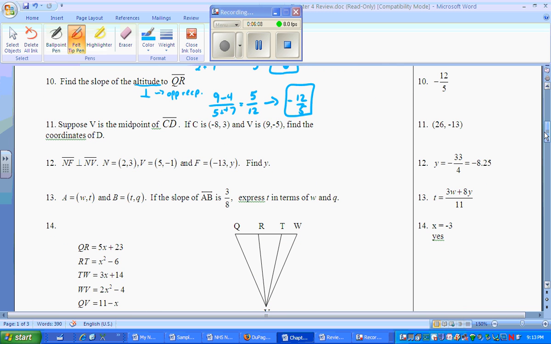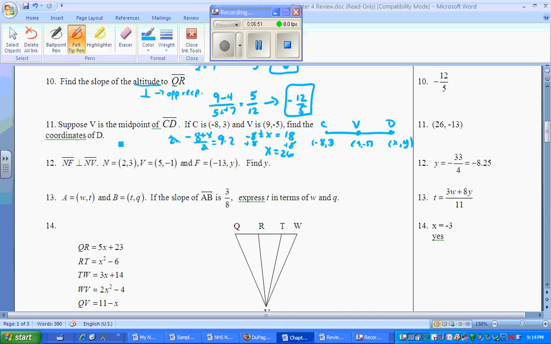Moving on, number 11. Suppose V is the midpoint of CD, so we got C at negative 8, 3, V in the middle at 9, negative 5, and D at the other end, which is x comma y. Using the formula, I got negative 8 plus x over 2 equals 9. We multiply by 2. Negative 8 plus x is equal to 18. Add the 8 over. X is equal to 26.